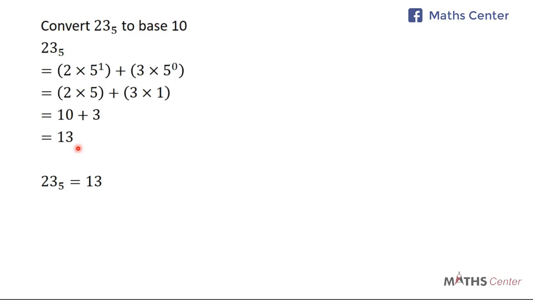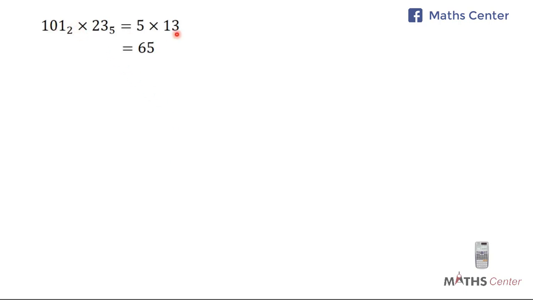Now remember that in an examination, you don't have to do both options. I'm showing you the two options so that you can pick the one that you are comfortable working with. So we have converted 23 base 5 also to base 10. So it means that we can do the multiplication, because 101 base 2 is 5 in base 10, and 23 base 5 is 13 in base 10. So we can do 5 times 13. These are all in base 10, so multiplication in base 10 is fairly simple. 5 times 13 will give us 65.